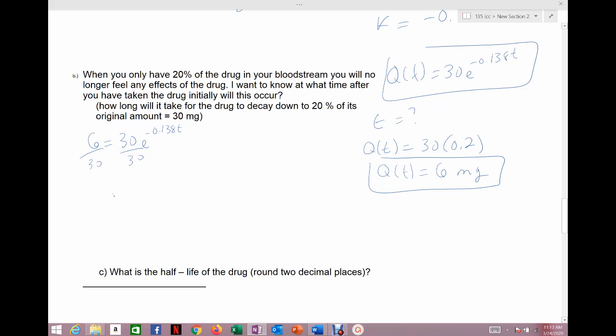Alright, so 6 divided by 30. If you take 6 and divide it by 30, it comes out to be 0.2. And that's not a coincidence. I'll talk about it after I finish solving. Take the natural log of both sides. So I get the natural log of 0.2 equals the decay constant, negative 0.138, times time, and then divide by the negative 0.138.